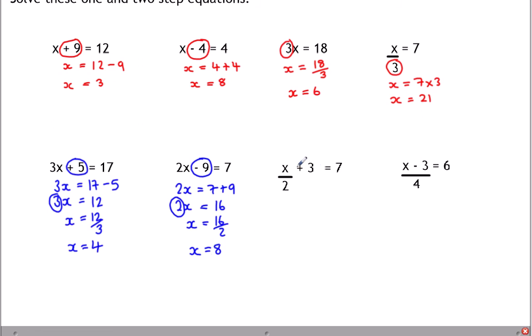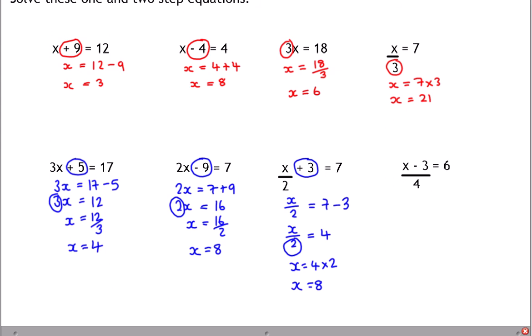For number 3 on this row then, the plus 3 is not part of the fraction, so the dividing was done first and the adding 3 was done afterwards because it's not part of the fraction. So I need to take away the 3 first, because remember you work opposite. If the adding was done last, then taking away is the first thing you do. So x over 2 equals 7 take away 3. So x over 2 equals 4. The opposite of dividing by 2 is to times by 2. 4 times 2, x equals 8. Sometimes it's the writing down that's the worst because it just takes so long to do it properly.